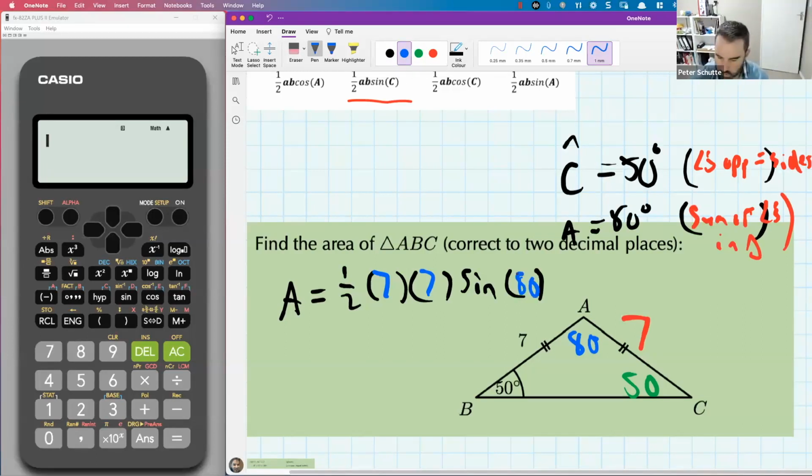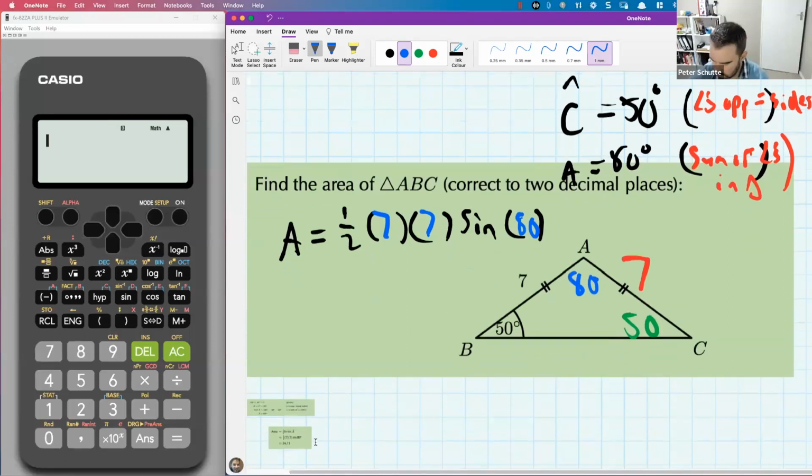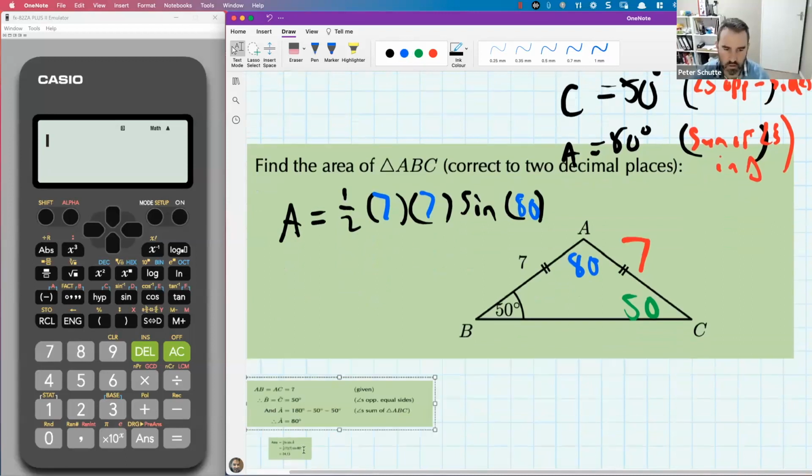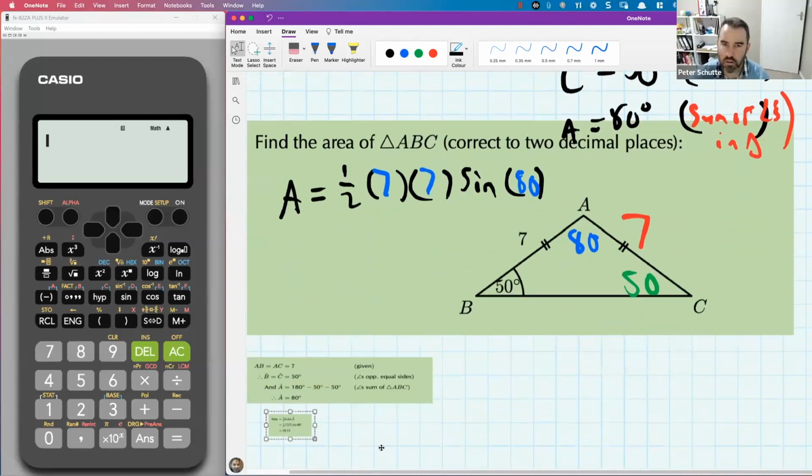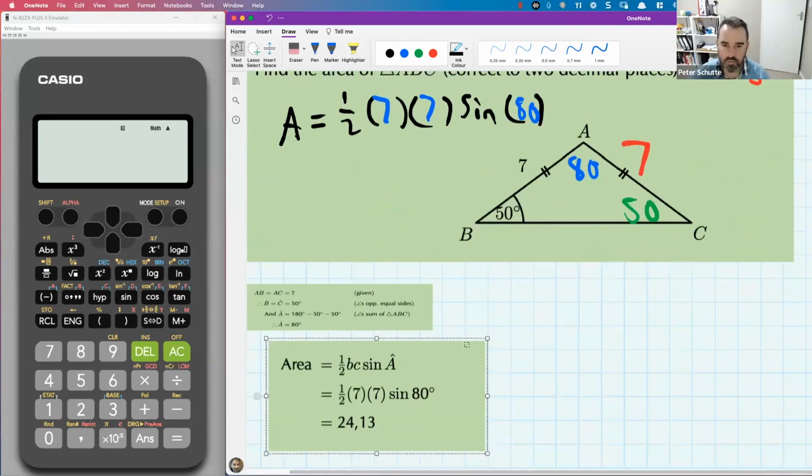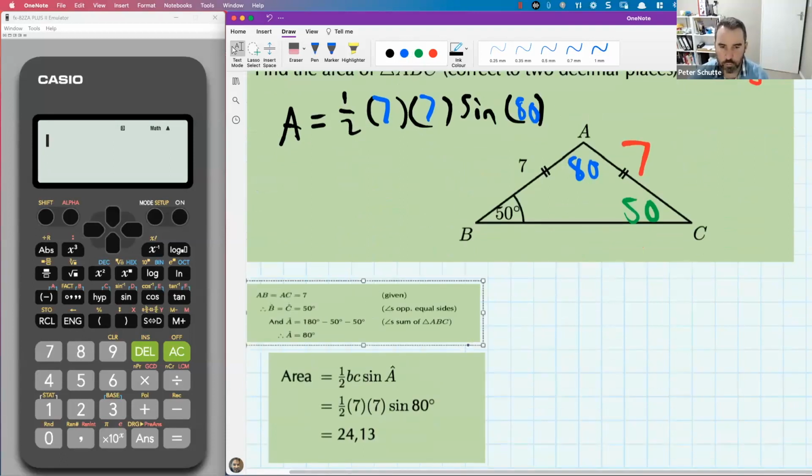And what do we get for our final answer? Let me bring up the working out here. Yep, the answer is 24.13, and it should be units squared. If it said centimeters, it would be centimeters squared. Okay, you guys have done fantastically well.